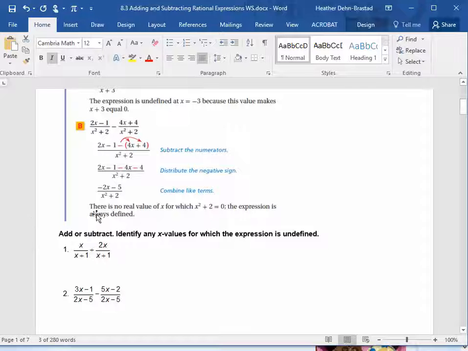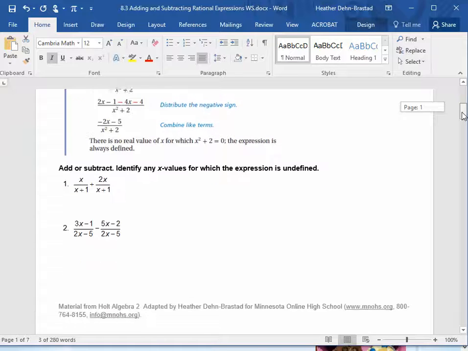In this case, x squared plus 2 equals 0. There is no real value for that. If you tried to solve that, you would get an imaginary number. So there are no real values that we have to worry about. Usually, though, there will be something.